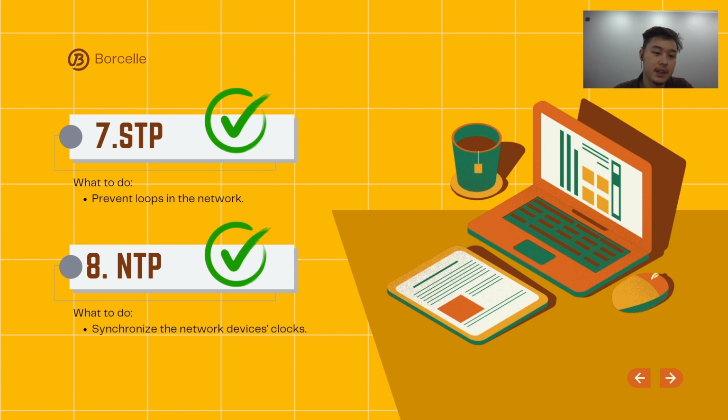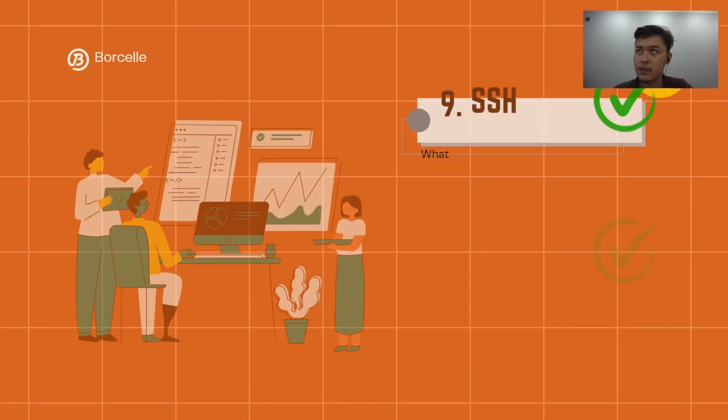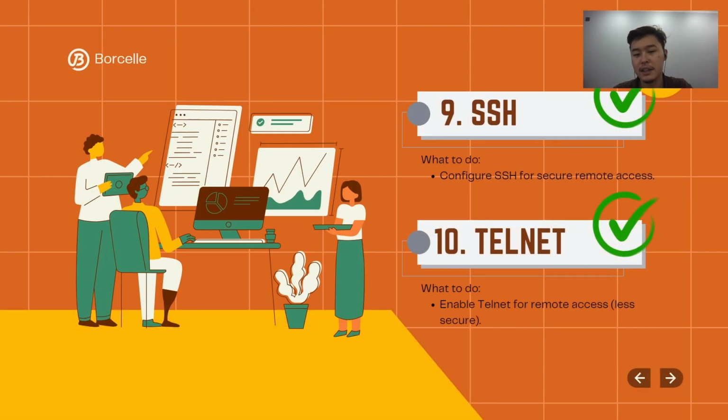The seventh one is STP, just preventing loops in the network, so it's more about the architecture which we already did. The eighth one is NTP, just synchronizing the devices' clocks across the network. It's done between the routers. The ninth and tenth ones are SSH and Telnet. Both of them are needed to configure some of our devices, like routers, remotely.